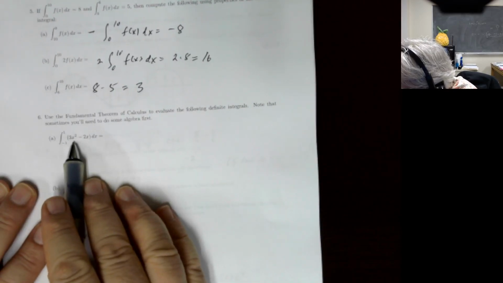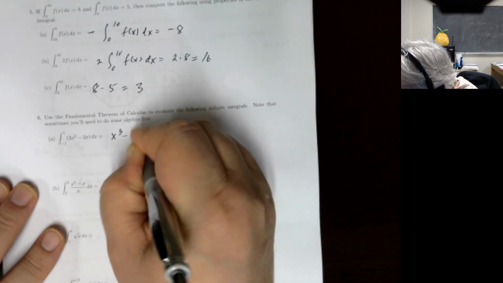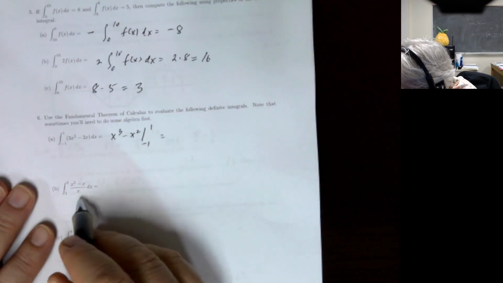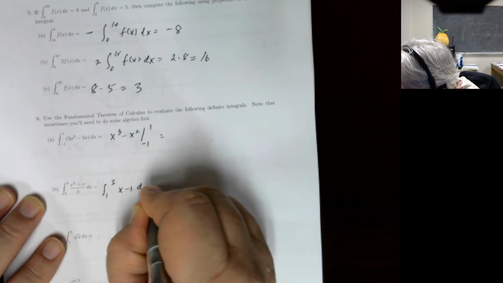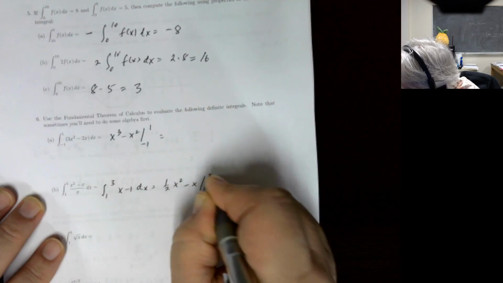Good. All right. This is going to be x cubed minus x squared. Then evaluate that from minus 1 to 1. I'll leave the evaluations to you. Let's see, this is going to be the integral from 1 to 3. I've got to do some algebra here first. That's going to be x minus 1 dx, so that's 1/2 x squared minus x from 1 to 3. Okay.